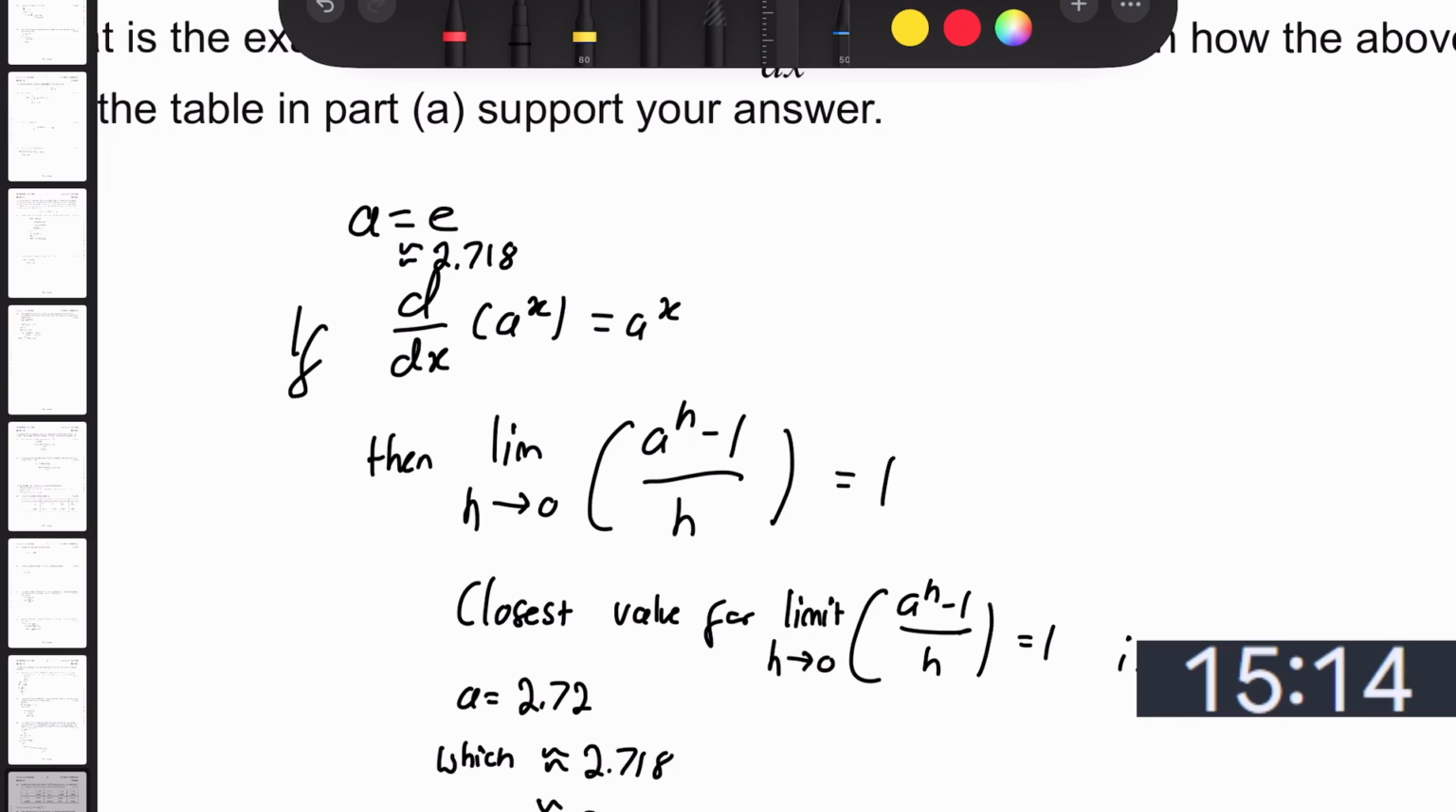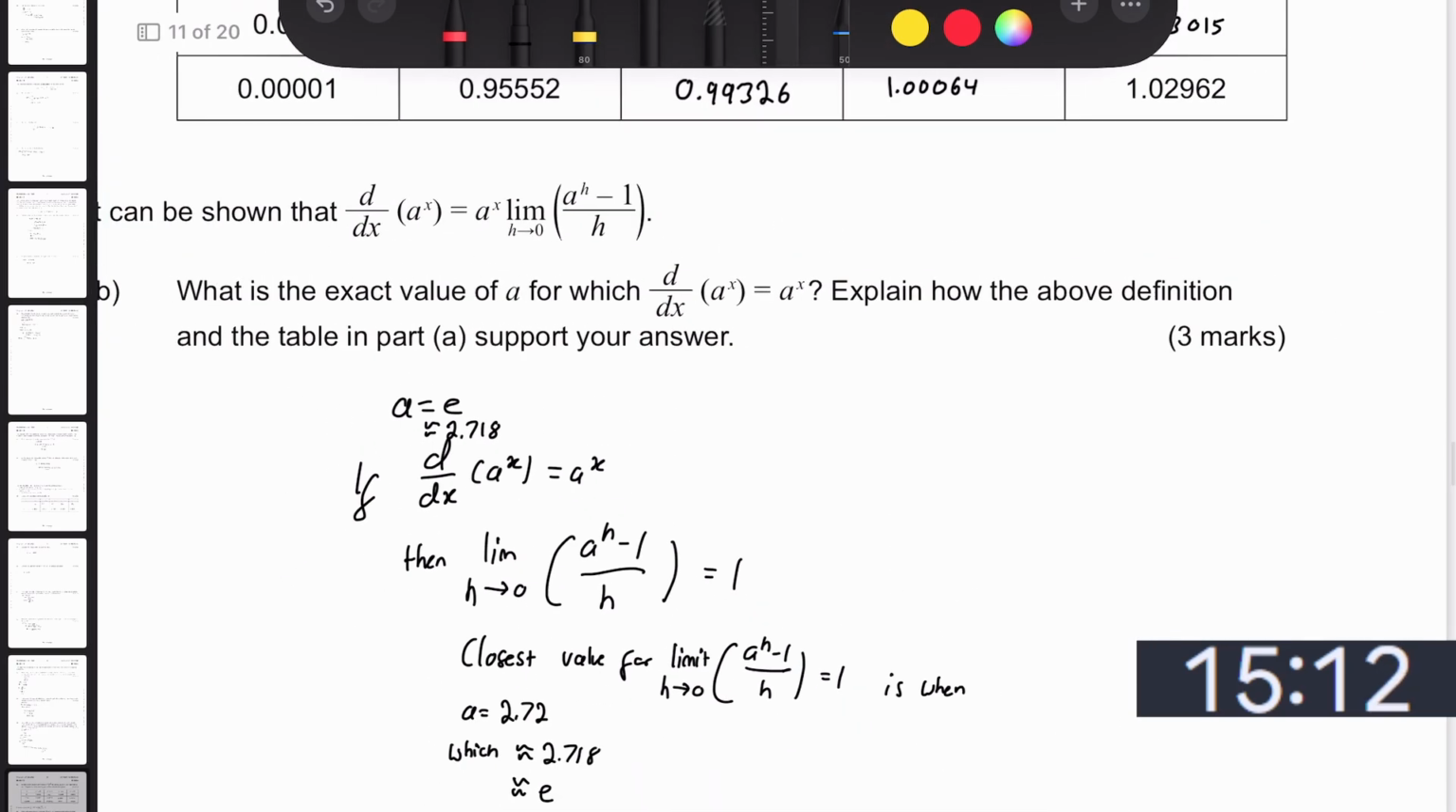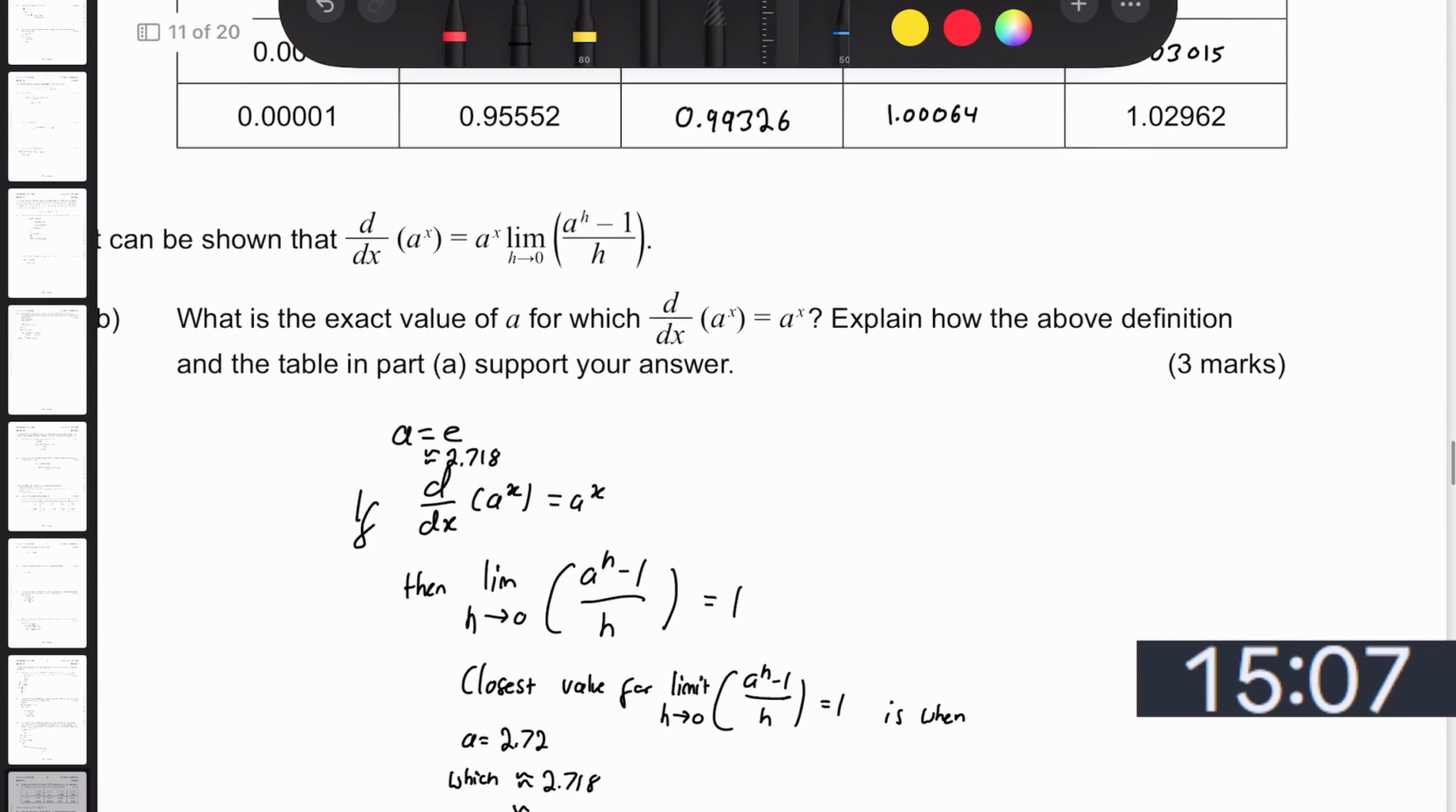If d dx is equal to x, then 1 is approximately equal to e.